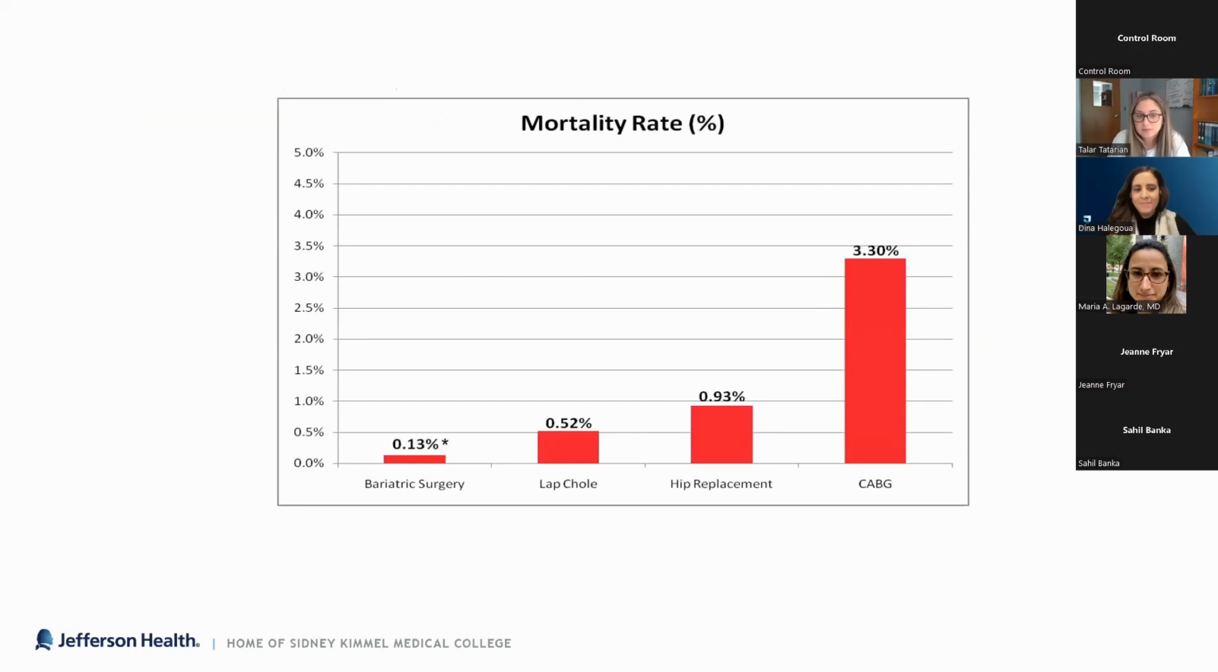So where does this compare to some of the other procedures that we do? Theoretically, bariatric surgery is much safer than some of the more common operations like gallbladder removals, hip replacements, and heart bypass surgeries. So the risk of death after bariatric surgery, like I said, is about 1 out of every 1,000 patients. And after a routine gallbladder removal, it's about 5 out of every 1,000 patients. Now, some of that has to do with the fact that we do a ton of workup. You're seeing your cardiologist, you're seeing your pulmonologist, you're seeing your liver doctor. We make sure that everything is perfectly in order before you go on to have surgery to make sure it's as safe as possible.